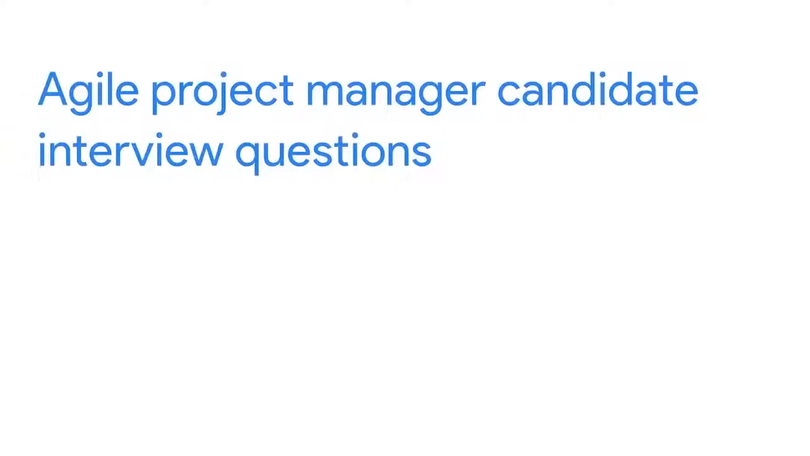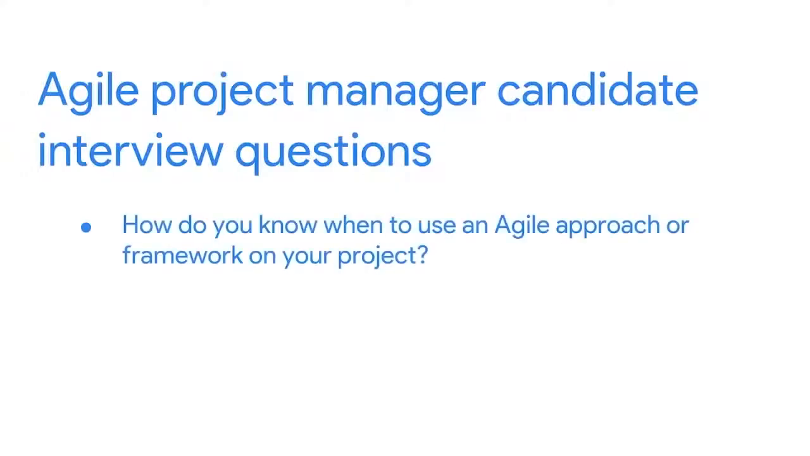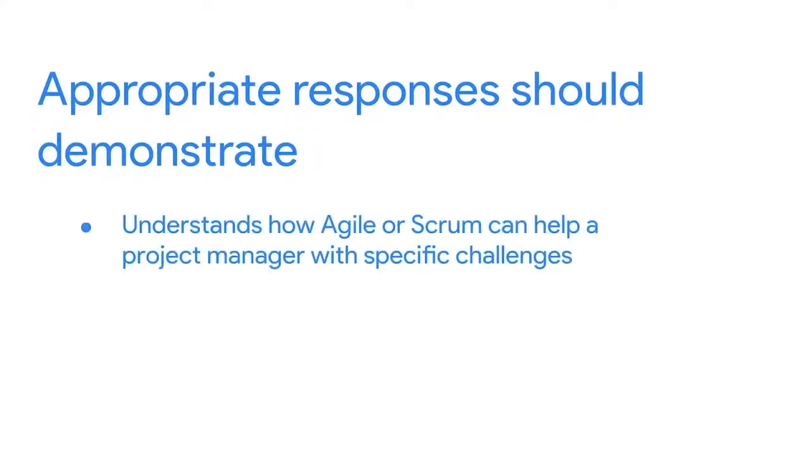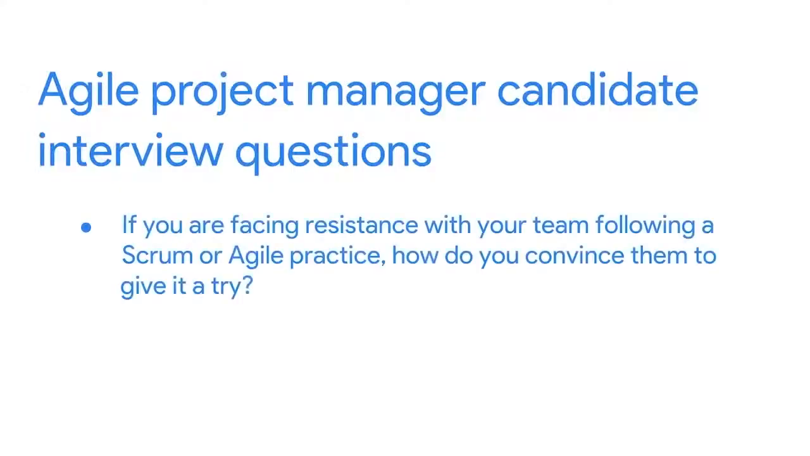I also ask, how do you know when to use an Agile approach or frameworks on your project? Their answer helps me know if they understand how Agile or Scrum can help a project manager with specific challenges and what those challenges are. And finally, I ask, if you are facing resistance with your team following a Scrum or Agile practice, how do you convince them to give it a try?